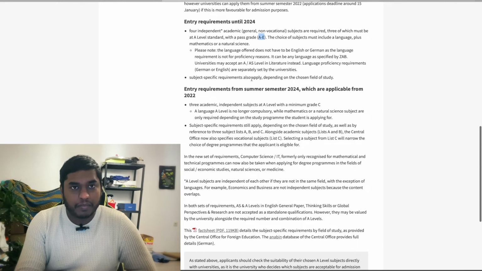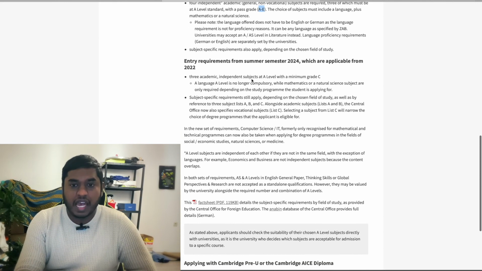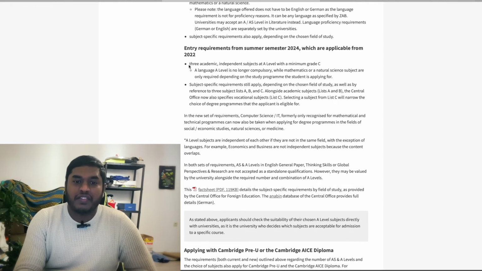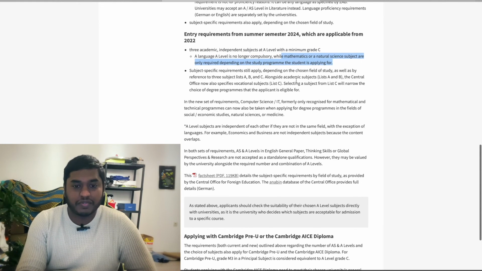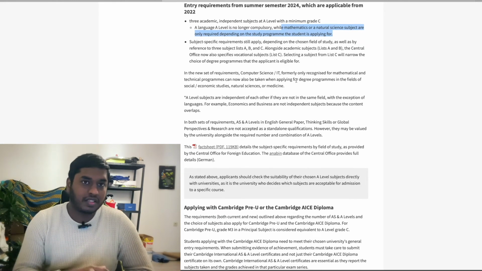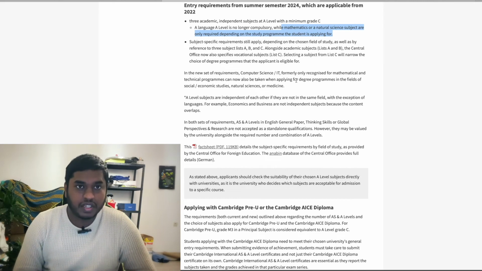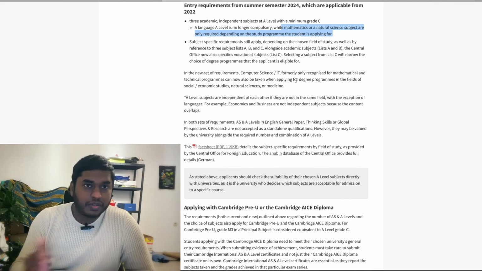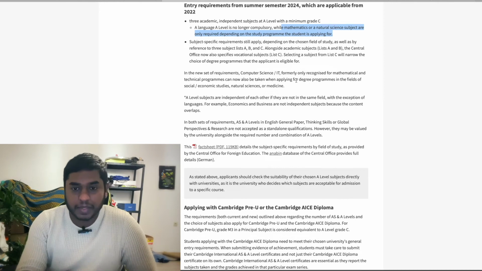So this is the requirement till 2024, and after 2024, you should have three academic independent subjects at A level, with at least C in all three subjects. A-level language is no longer compulsory, and mathematics or natural science subjects are only required depending on the study program the student is applying for. That means if you want to study medicine, you should have the same subject combinations as I mentioned in the video previously. And if you want to study an engineering subject, you should have certain combinations, including mathematics.